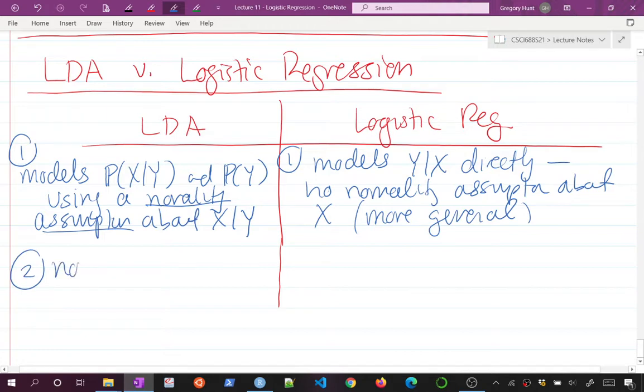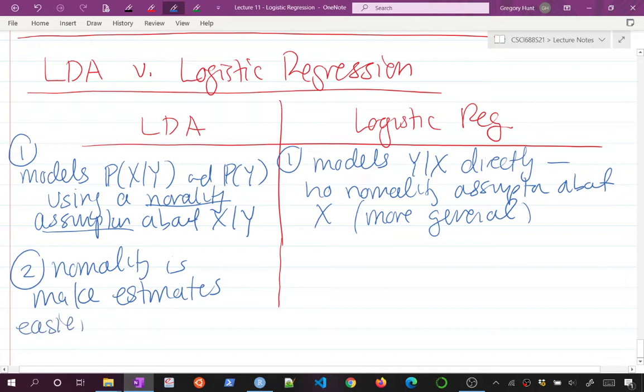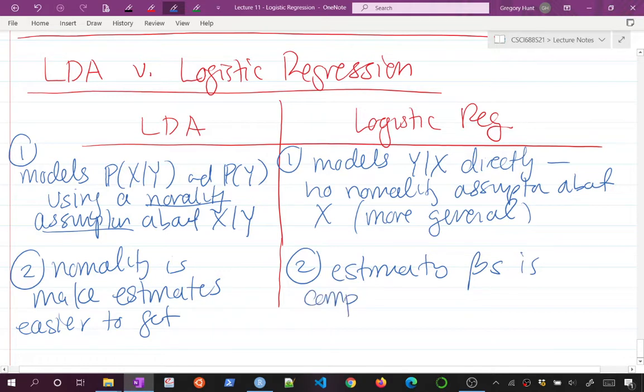What the normality does is make estimates, let's say, easier to get. Estimating betas is computationally more expensive.